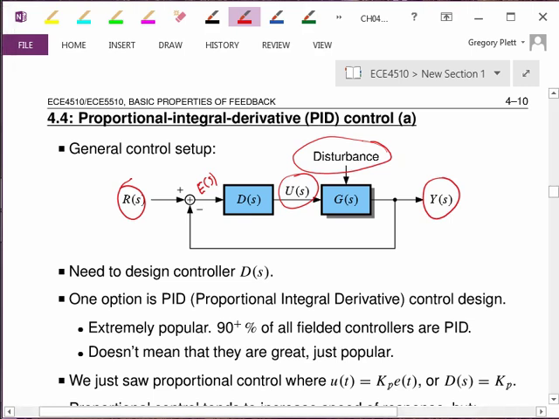We need to design a controller D(s). That's a major focus of this course. And we're going to find that there are a number of options that we could use, and one of them is called PID control, or proportional integral derivative control design. It turns out to be extremely popular. There's one paper I read that estimates that more than 90% of all fielded controllers in applications and products are PID controllers or close variants of those.